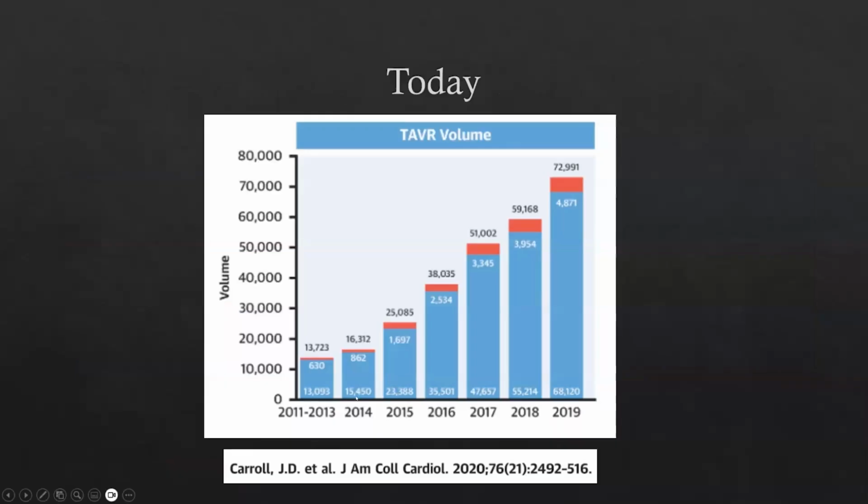And ever since 2011, when the FDA approved the first TAVR valve, you can see in this graph TAVR volume over time on the x-axis from 2011 to 2019. There's been a very steady increase in volume, from 13,000 to 72,000 in 2019. The blue portions of the bars represent patients deemed high surgical risk, which make up the bulk of the patients that have received TAVR, but you can see the orange bars have increased as well, and those are intermediate surgical risk patients.